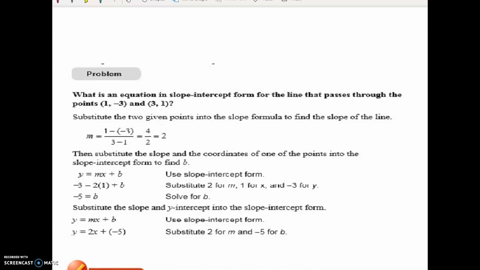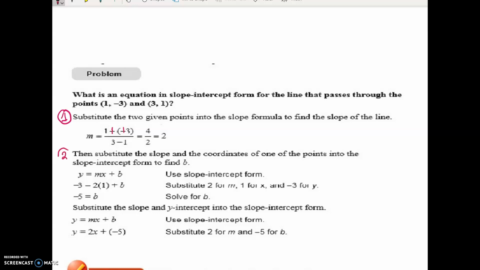Okay, so first of all, it kind of breaks it down for you into steps. So we could say, okay, this is step 1. We're going to substitute the 2 given points up here into the slope formula to find the slope of our line. Remember, we plug them in for y2 minus y1 over x2 minus x1. That's where they got these values. And remember also, when you have a minus and a negative sign, they become a plus, a positive. So we would simplify this to get 2 for our slope.